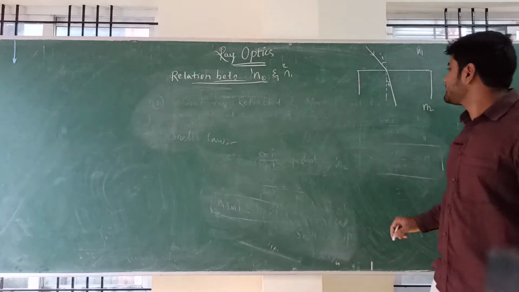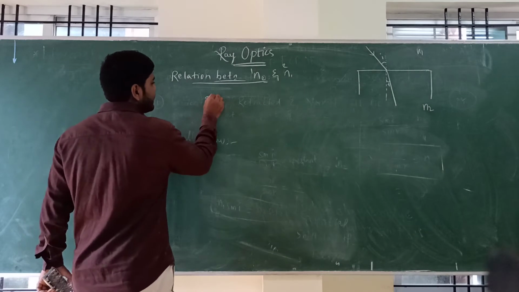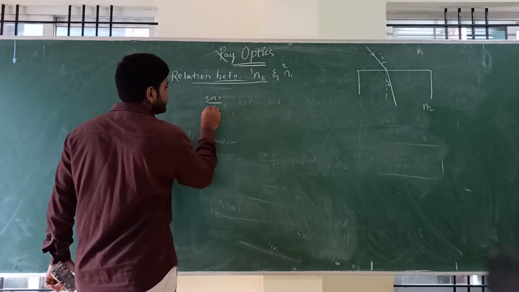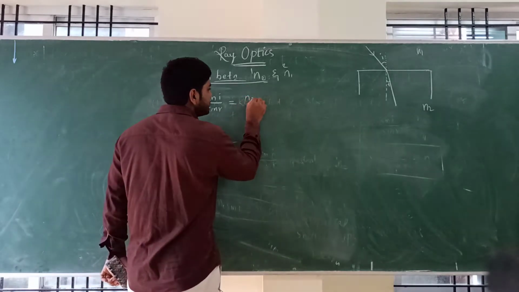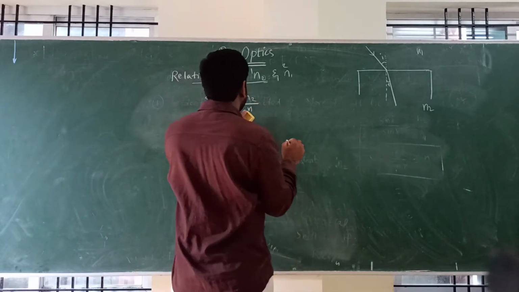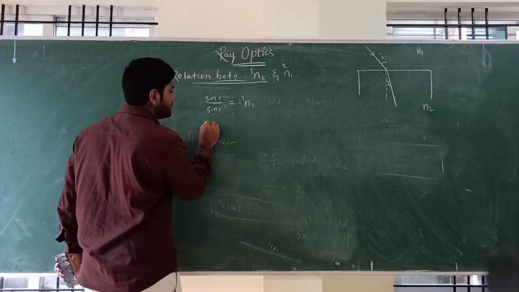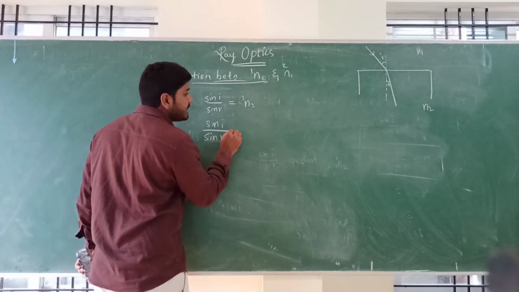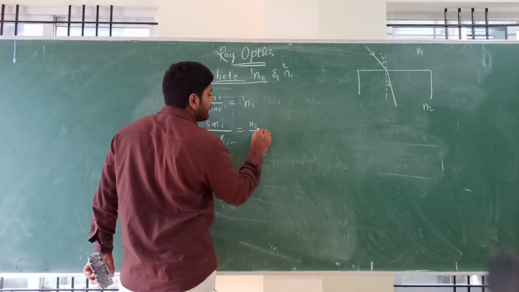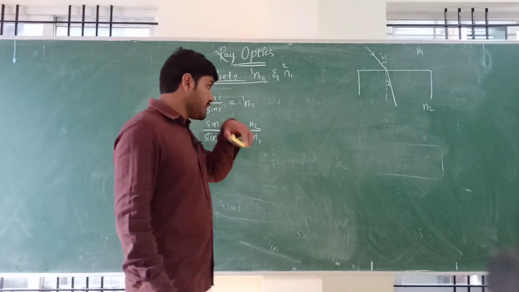So from this first case, what can we write? Snell's law: sin i by sin r is equal to N2 by N1, and we know sin i by sin r is equal to N21. N21 is nothing but N2 by N1, okay.